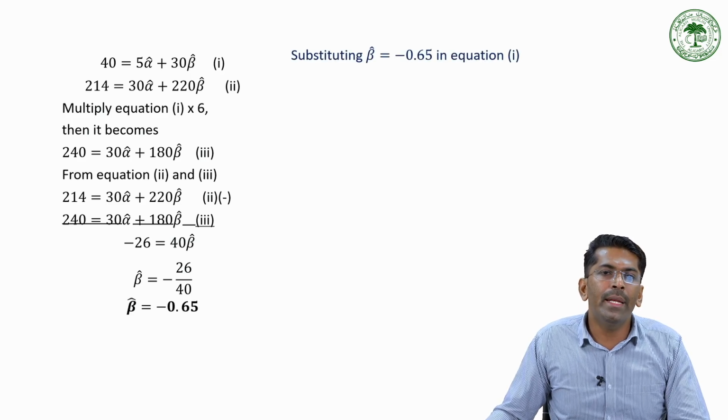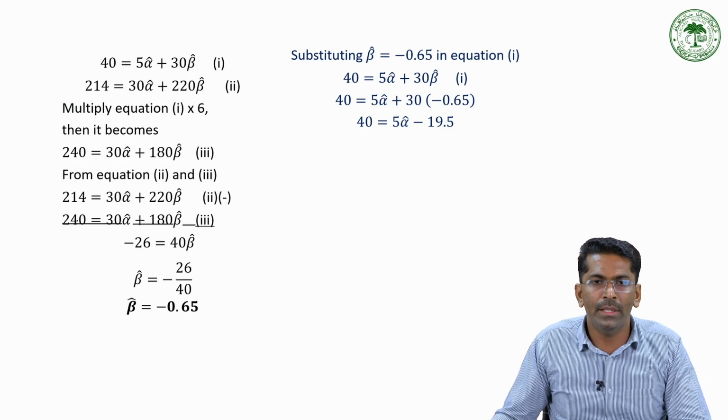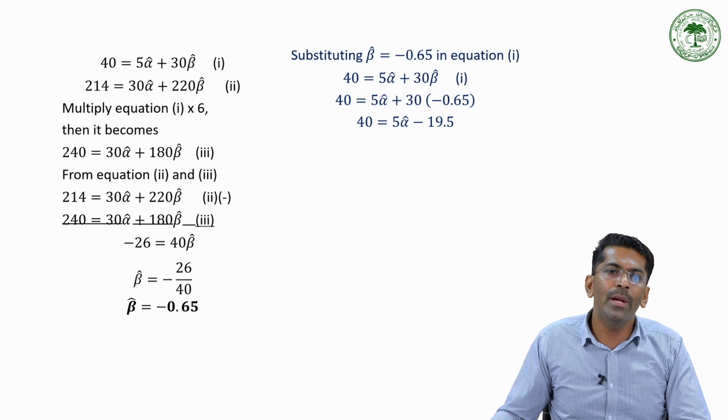Similarly, after getting beta hat equal to minus 0.65, I am going to substitute in equation number 1. So equation number 1 will become 40 is equal to 5 alpha hat plus 30 beta hat. What is the beta hat value? Which is minus 0.65. So it will become 40 is equal to 5 alpha hat plus 30 into minus 0.65, which will become minus 19.5.